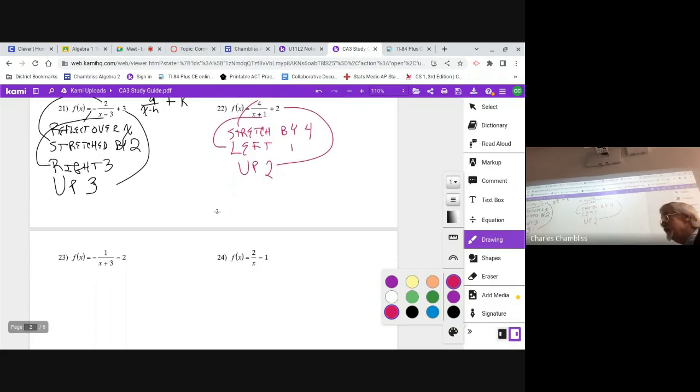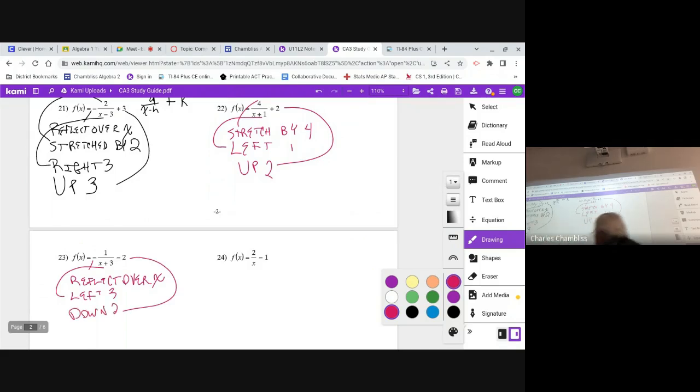23 and 24, you get the same process. The negative reflects over x. The plus 3, that's left 3, and the minus 2 is down 2. Here, the 2, that's a stretch because it's up there in the numerator. There is no left or right shift because it's just x. That means h is 0. And then the minus 1 moves it down 1.